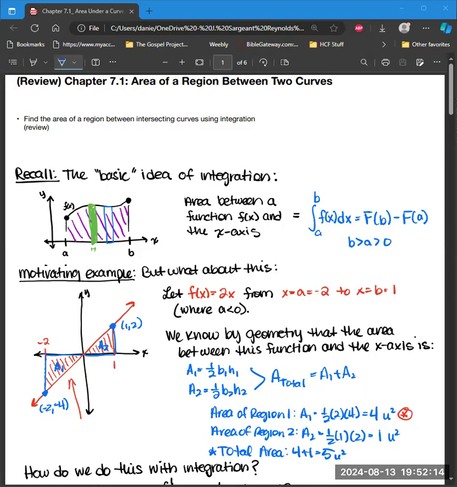In this video, we're going to review chapter 7.1, the area of a region between two curves. We talked about this in Calculus 1. We're just going to come back and review it before we talk about some other topics from chapter 7 that are related. So our objective here, again, is to review finding the area of a region between intersecting curves using integration.